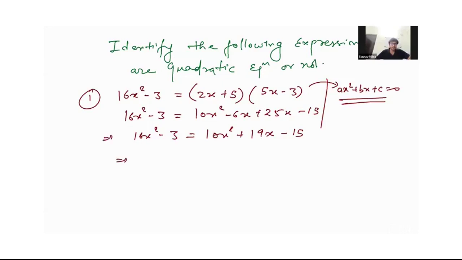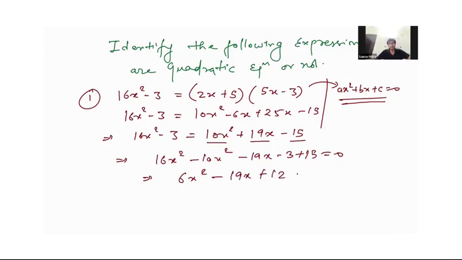So now bringing all the terms to the left side, this will be 16x² - 10x² - 19x - 3 + 15 = 0. So this will be 6x² - 19x + 12 = 0. Now this has been expressed in the ax² + bx + c pattern. So therefore this is a quadratic equation.